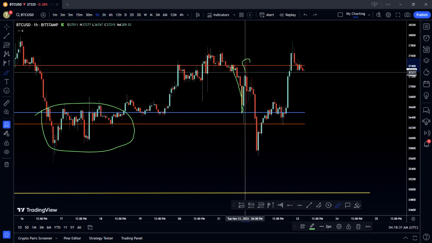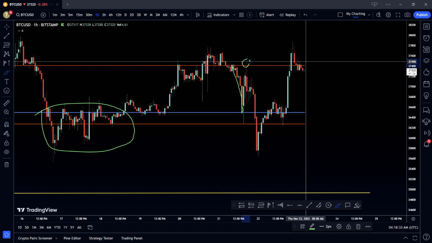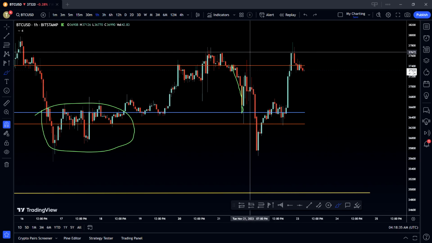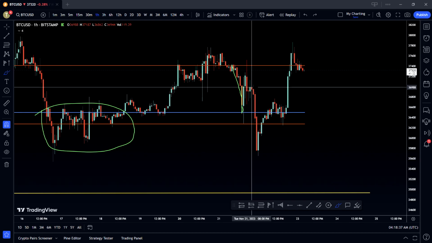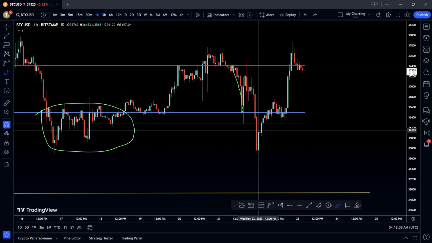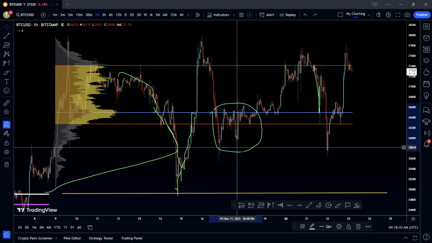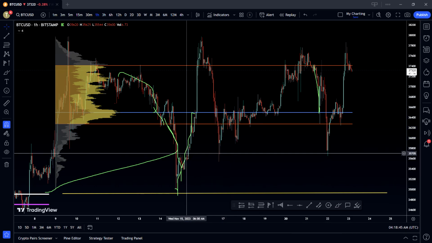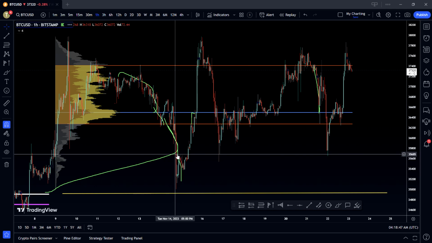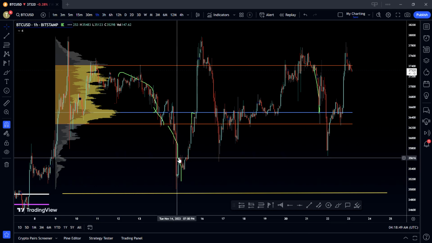We come back down, crash through the point of control, touch the value area low, and then we bounce back up, smashing through all this again, all the way back up to the value area high. People get bullish again, and then shorts come into play, and guess what? Woo, woo, woo, crash all the way through.